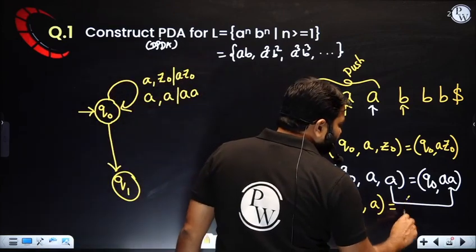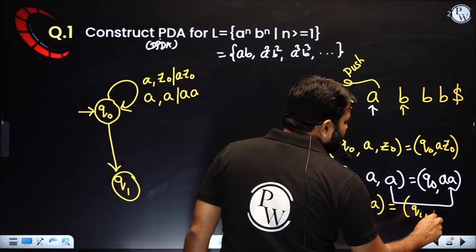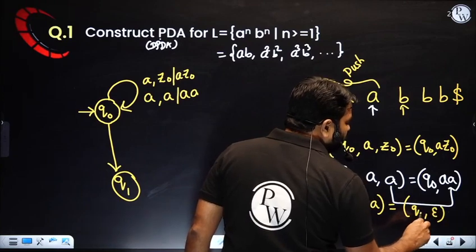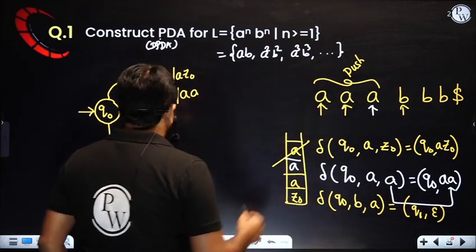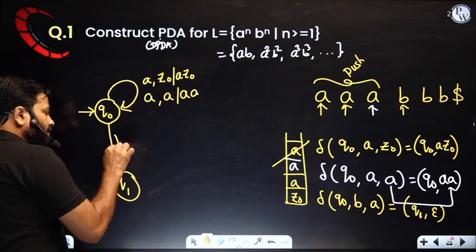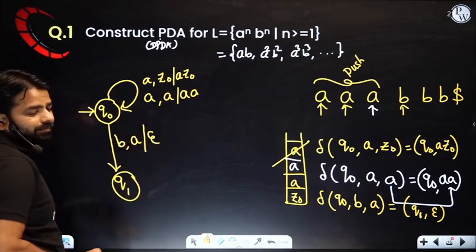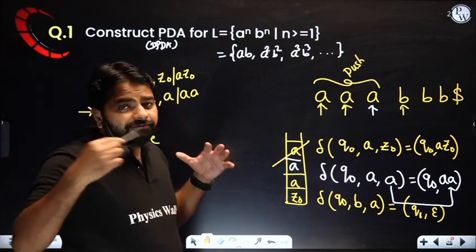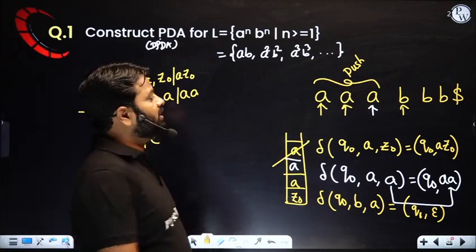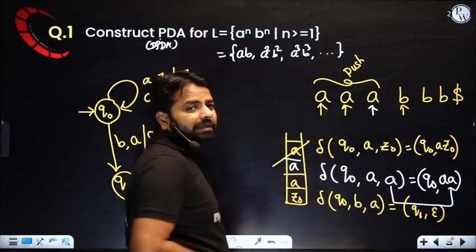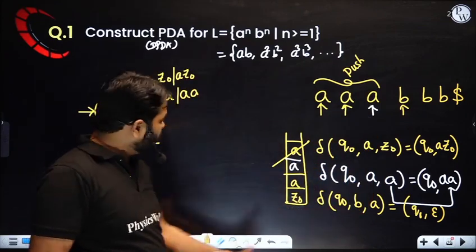What do you want to do here? Q1, comma, pop. Pop means epsilon. Okay, one A is deleted. So here, input is B, top of the stack is A, you just pop it. That means this A is deleted. And after this, every B you do the same. But this will not help because you are not in Q0. You are in Q1 now.